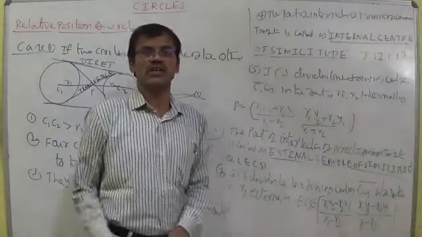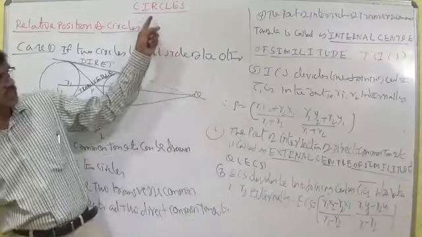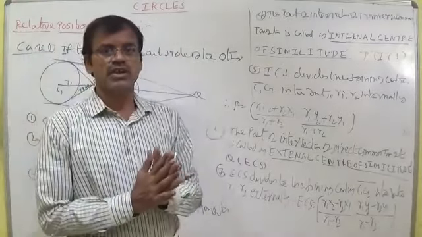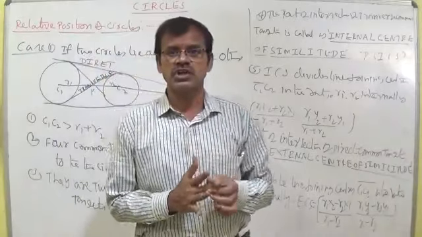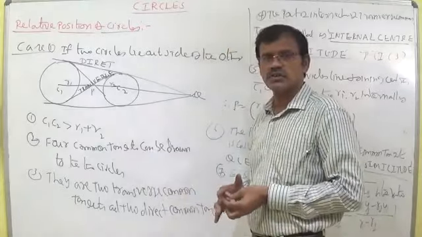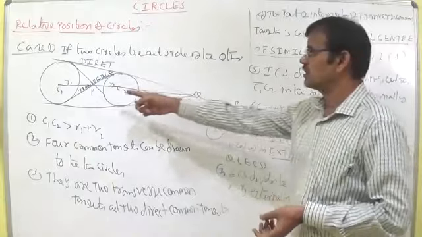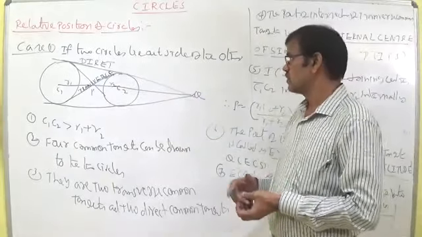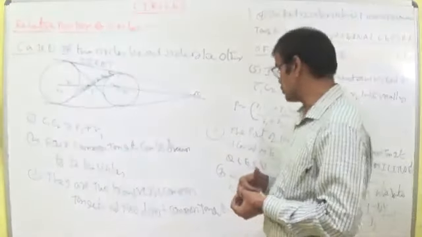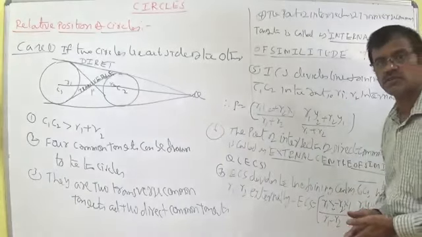How many points are there here? 7 points we got. First, whenever two circles lie outside of the other, the condition is C1 C2 greater than R1 plus R2 and 4 common tangents can be drawn. P is called the internal center of similitude and Q is called the external center of similitude. In the similar way, internal center of similitude we have calculated, external center of similitude we have calculated.